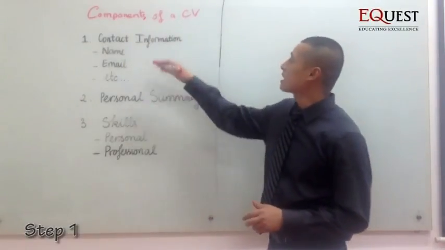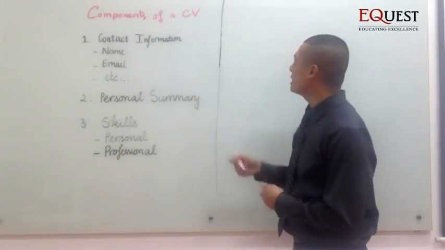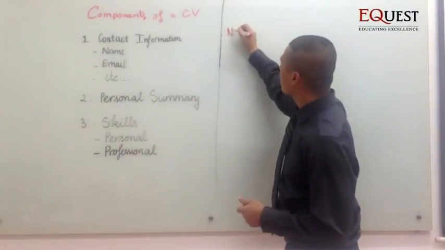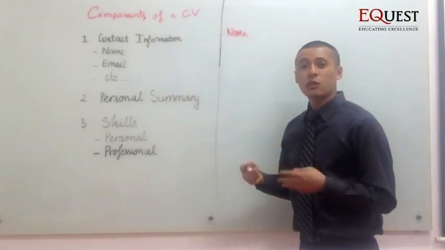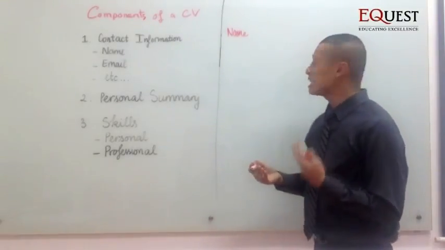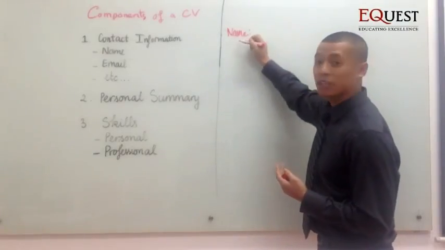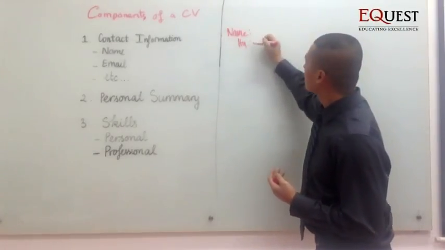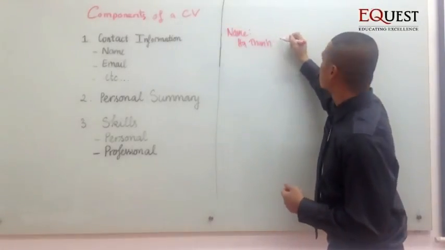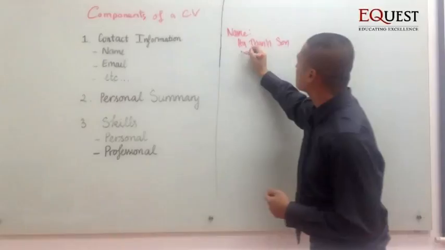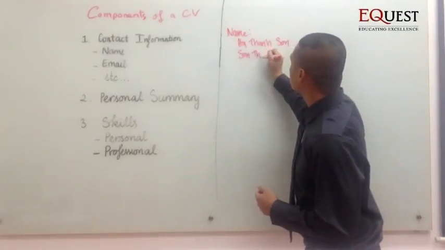Now, first step is the contact information. What's included here is your name. Now, with your name, it's important to know what country or what company you're applying to. Some countries may prefer for you to put your last name first, and others may prefer for you to put your first name first. So make sure you do your research and know what company you're applying for.